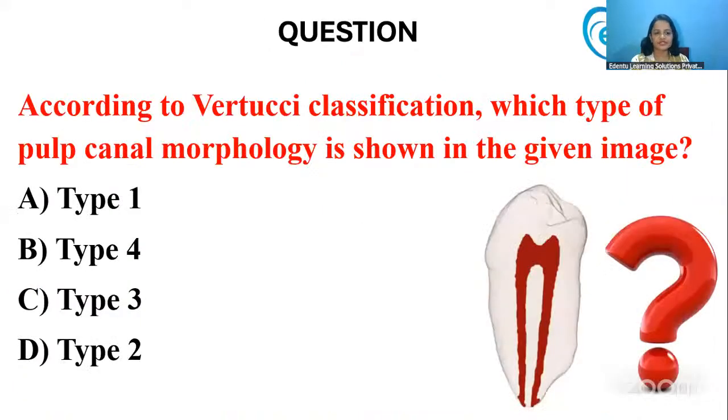Okay, the next question. According to Vertucci classification, which type of pulp canal morphology is shown in the given image? Is it type 1, type 4, type 3, or type 2?